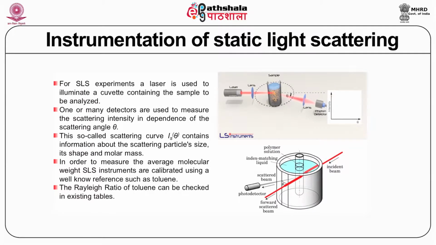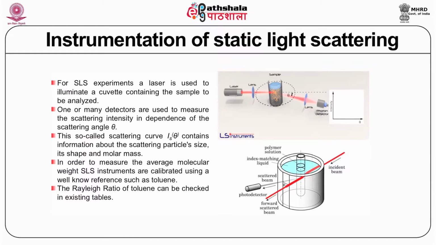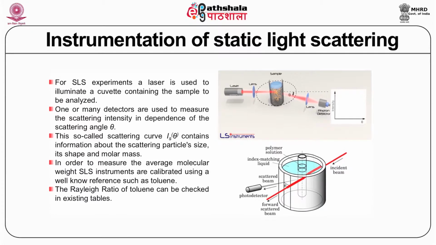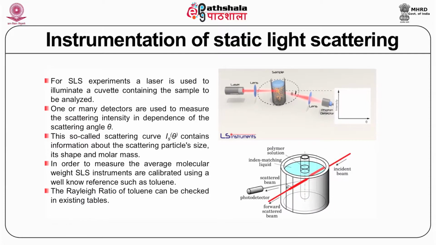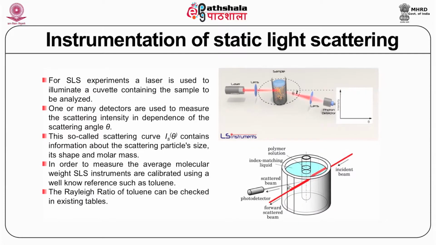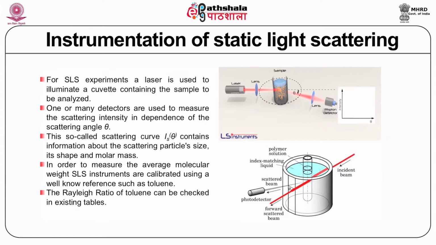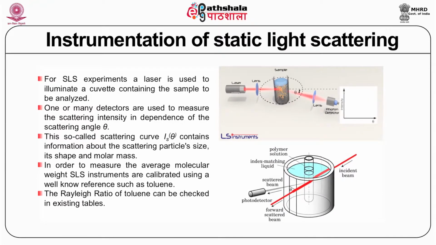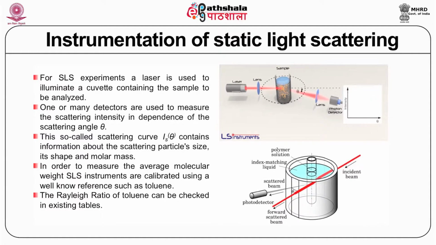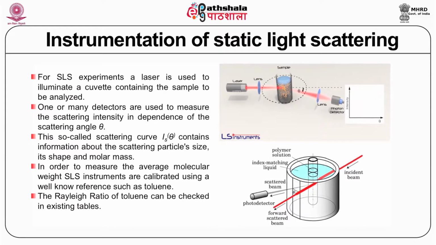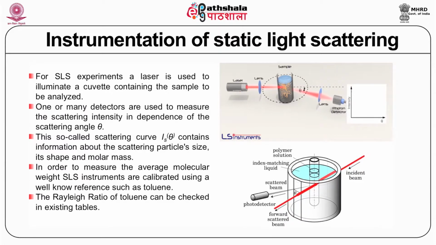So, for an SLS experiment, a laser is used to illuminate the cuvette containing a sample to be analyzed. One or many detectors are used to measure the scattering intensity in dependence of the scattering angle, theta. This so-called scattering curve, I(theta), contains information about the scattering of the particle, its shape and its molecular mass of course.